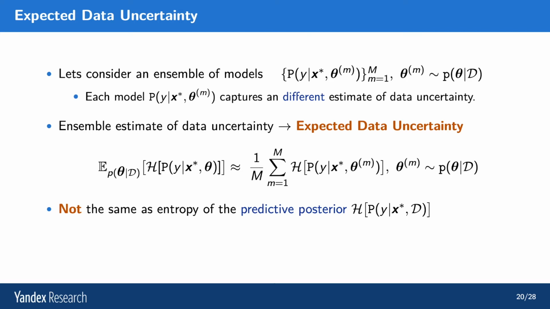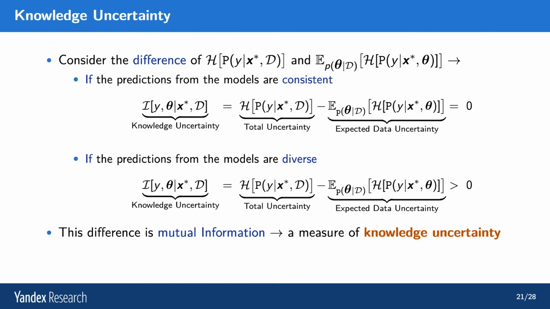So we've obtained estimates of total uncertainty, and we've obtained estimates of data uncertainty. So how do we get knowledge uncertainty? It's actually quite simple. We can consider the difference between the entropy of the predictive posterior and the average entropy across the ensemble. And this measure is called mutual information. It's called that for a lot of pretty cool information theoretic reasons. It's also called Jensen-Shannon divergence and so on. But that really doesn't matter. What matters is that it is a measure of ensemble diversity.